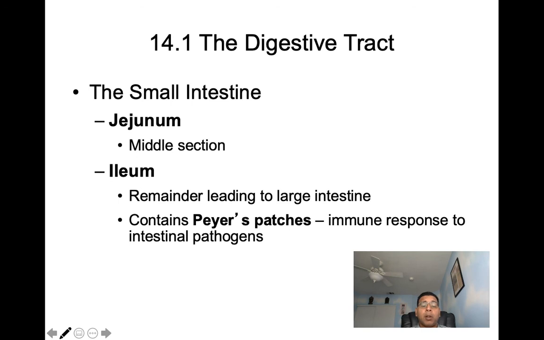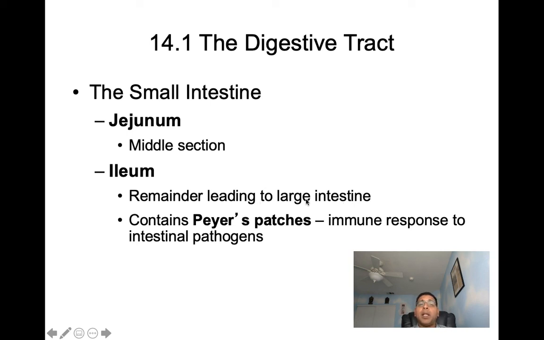The next part, or we can say the middle part of the small intestine, is called the jejunum. The jejunum is going to lead us to the final part, which is the ileum. When we talk about the jejunum and ileum, they're both going to be responsible for absorption. A lot of absorption is going to take place in these two regions. The ileum is going to lead us to the large intestine.